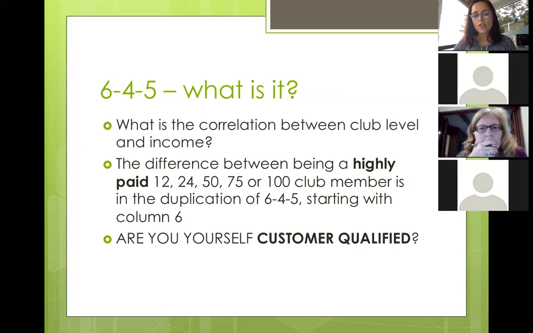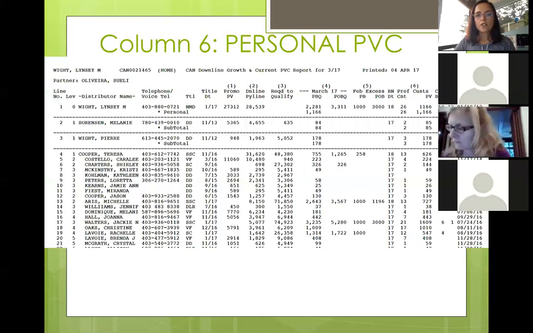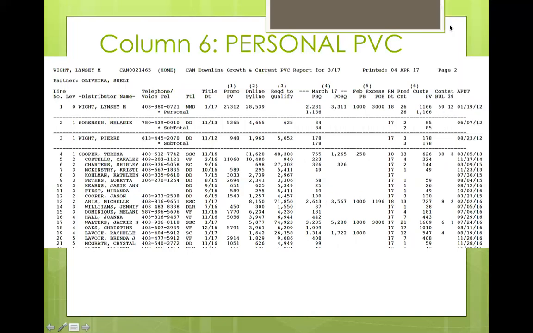What is 645? The first question is, are you yourself customer qualified? So I'm going to look at Lindsay's report here. I'm going to minimize this for a second. All right, so now what you see here is column 6. That's the 6 of 645. That's your personal PVC, and for her it's 1166. And you would think that's really good.